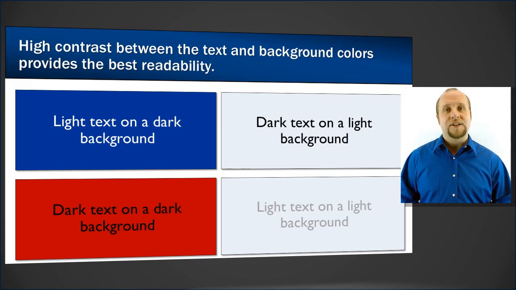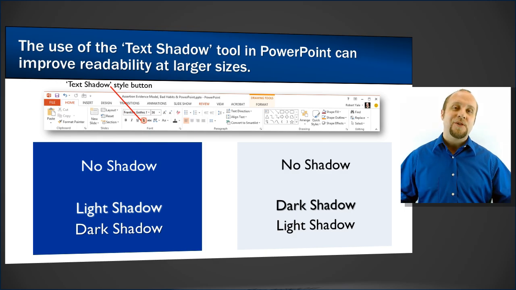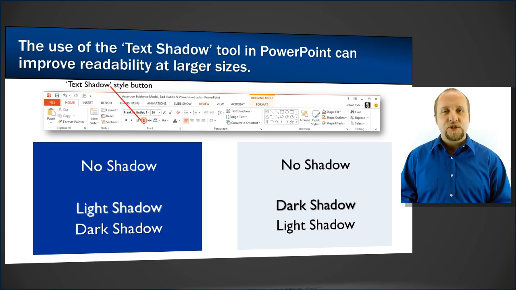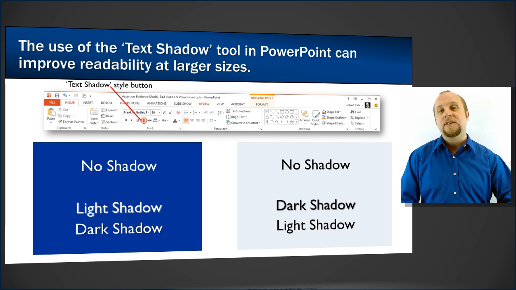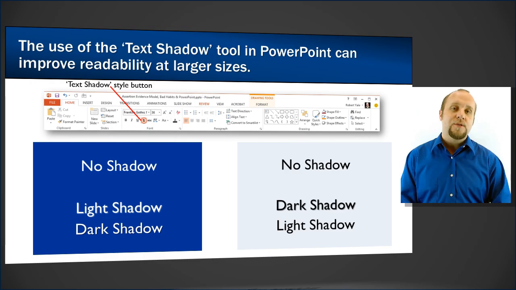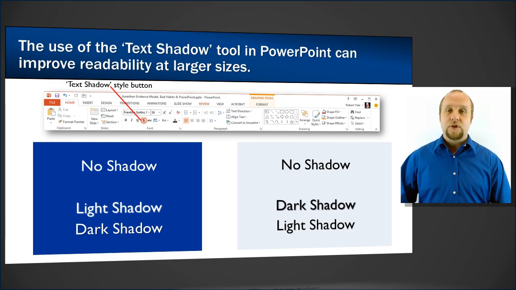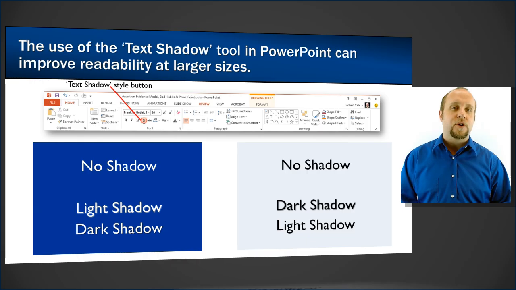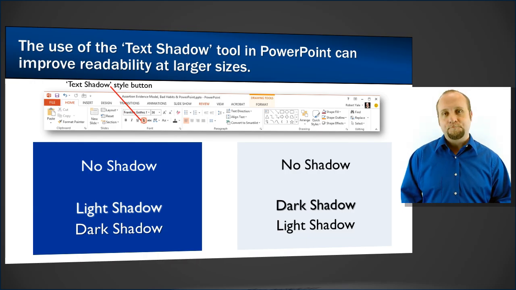When you're using text, one thing that can make it even easier to read is the use of the text shadow tool. This can, particularly at larger sizes, make your text easier to read. Now for font sizes below about 28, you probably want to avoid using text shadow altogether, and certainly for anything below 24. But for large text, the kind that you'd put in the headline of your slide, sometimes using the text shadow tool can give it just a little bit of extra crispness when projected.